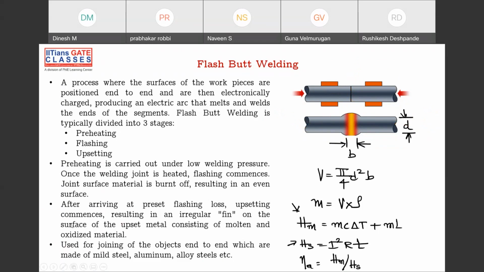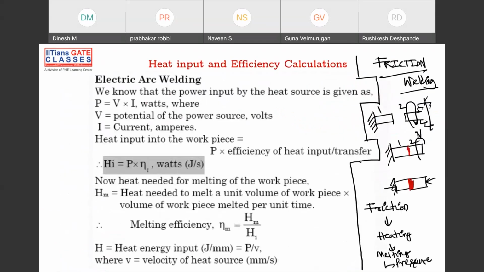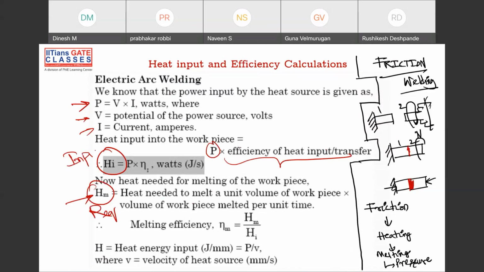Okay. Next. So these are the formulas for electric arc welding. I told you already, power is V into I, voltage and current, and heat input to the workpiece is some efficiency into the heat that you're trying to input, right? And this is the heat required for melting. How much heat is required for melting that workpiece? So this is input, this is required. If input is equal to required, it's okay. If input is not equal to required, then the efficiency comes into the picture. So heat of melting required divided by the heat input is your melting efficiency, because it is how much of the input you are giving that is used for melting.